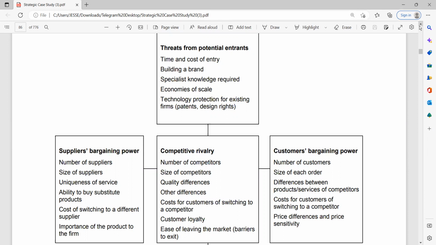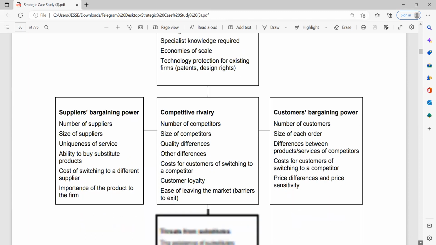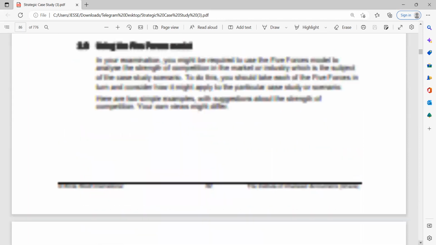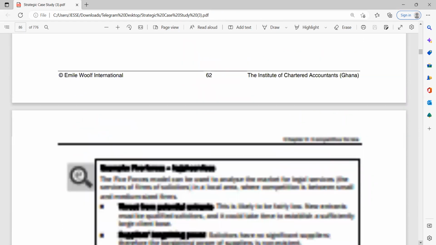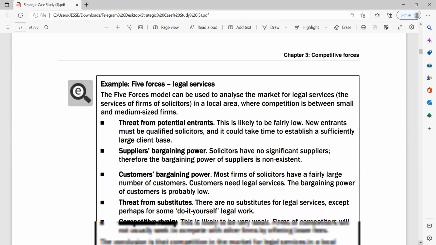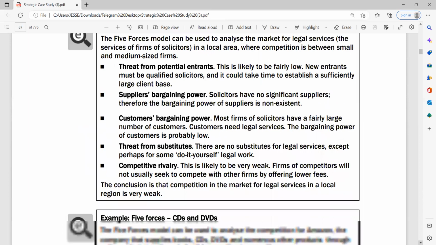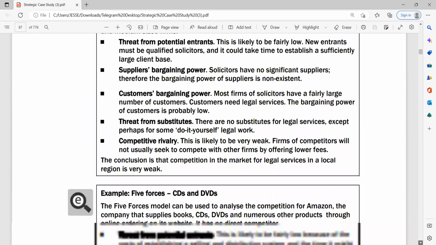If the threat from potential entrants is low, it means that they cannot enter into the market and therefore competition reduces. So what are the factors that drive this? And this is what we explained earlier, right? So please take time to understand these concepts. They are very, very important. You need to understand how all of these things work, right?